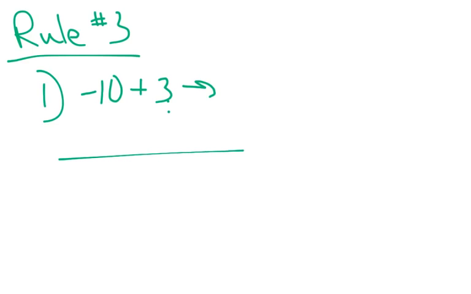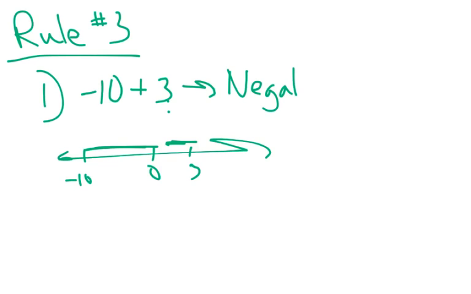Let's see. So if I were to draw this on a number line, 0, here's 3, here's negative 10. This distance is much greater than that distance. And so that means that I'm going to have a negative answer. So this is the apply the sign component.